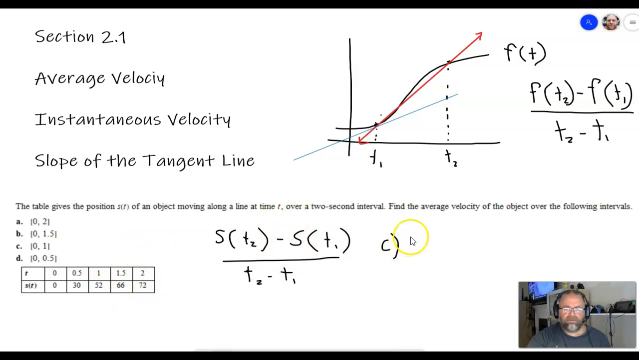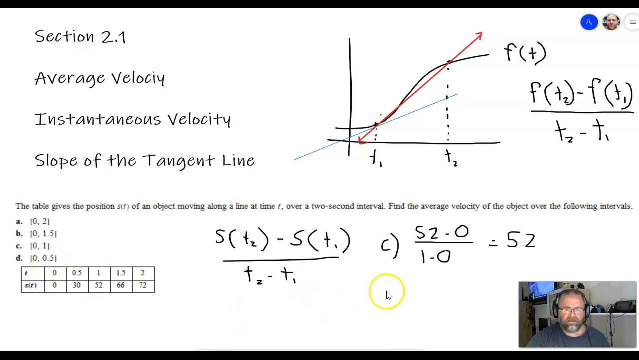All right, so for C, we're going to have S of T2, which is 52, minus S of T1, which is 0, all over T2 minus T1, so all over 1 minus 0, and that's just going to give us 52 over 1, which is 52. And that should be our average velocity for the points 0 to 1. Okay, if you didn't get that first one, go ahead and pause now and try D.